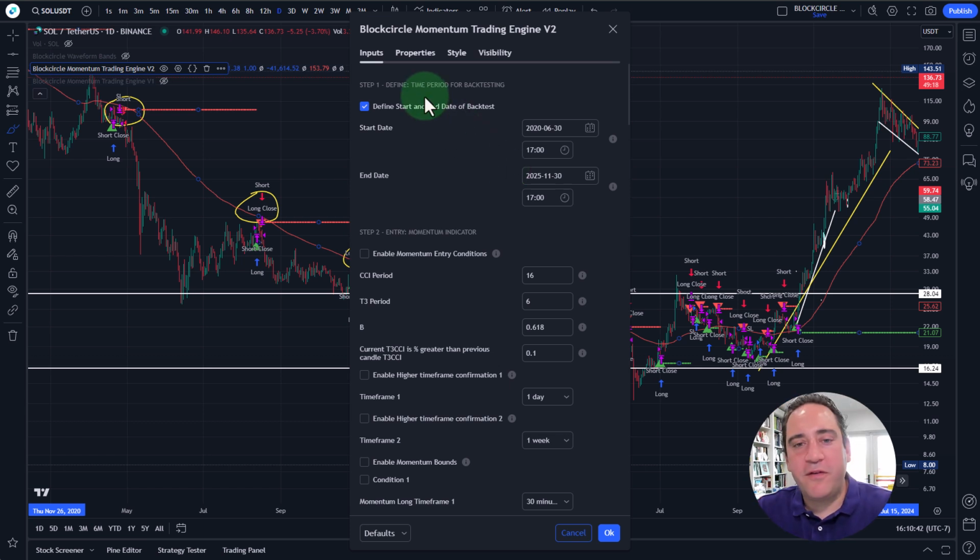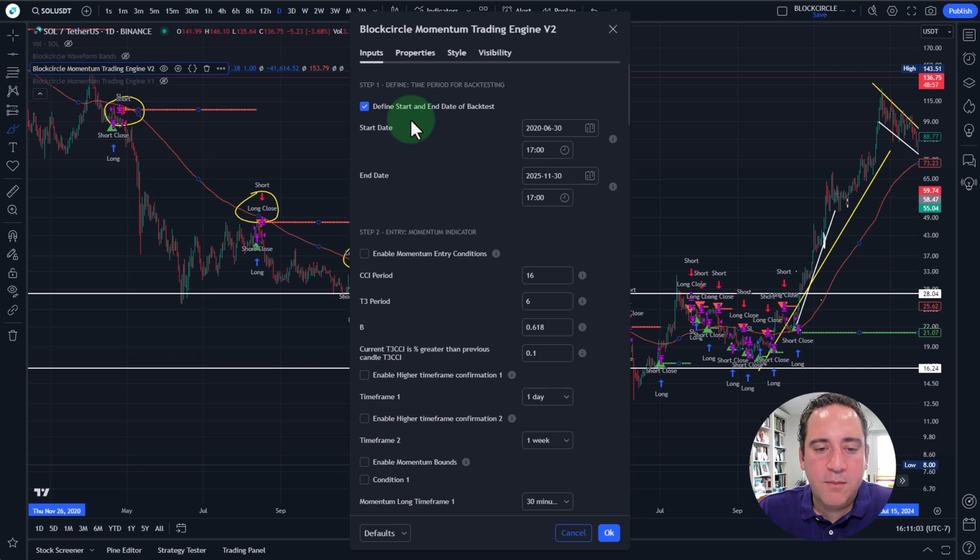But it's the same 4 steps, right? Step 1 is defining your time period. Step 2 is your entry conditions. Step 3 is your exit conditions. And then step 4 is your general parameters and what you want to set if you want it to be long only or short only, and so on. So let's go through it. Step 1, we already went through.